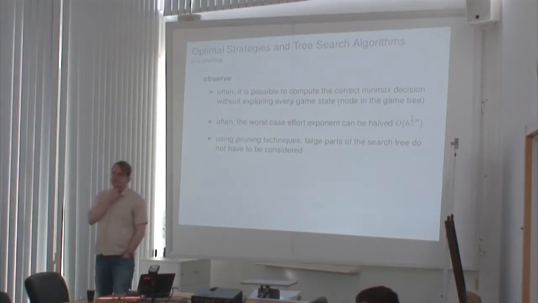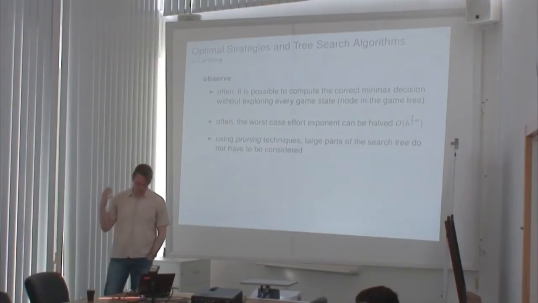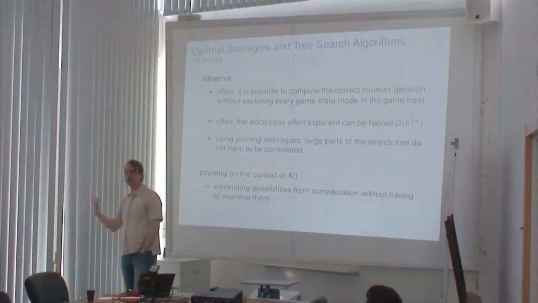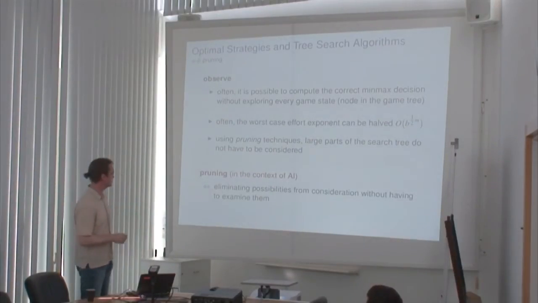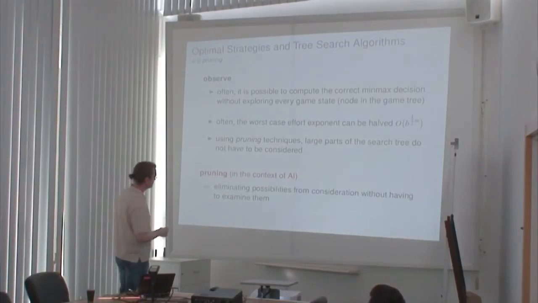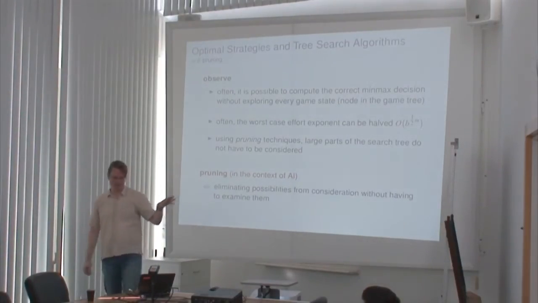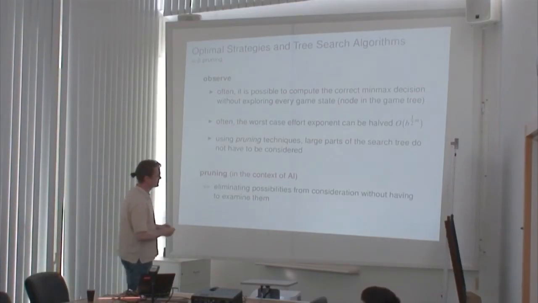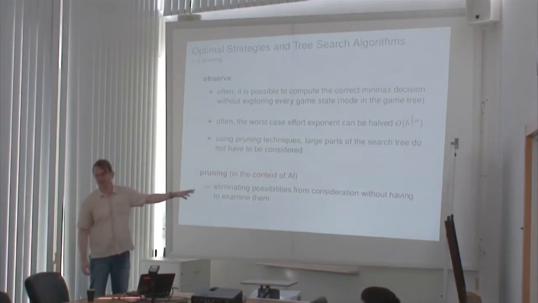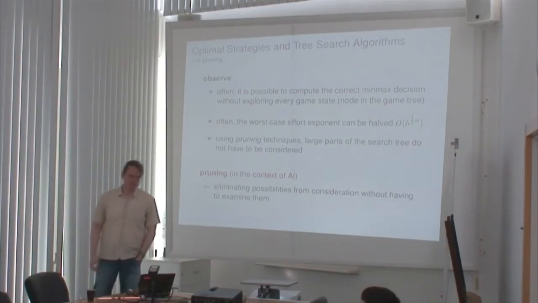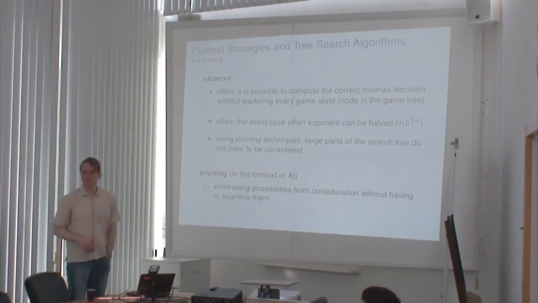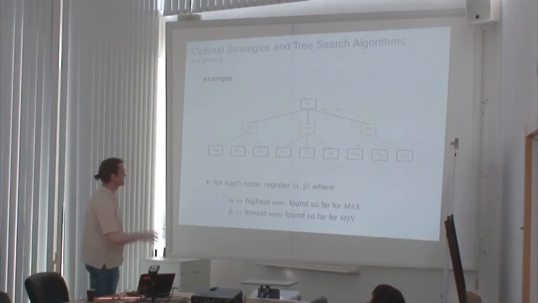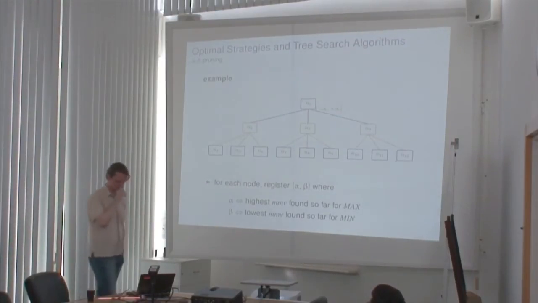How is that done? Well, there is this idea of pruning. In the context of game AI, or AI in general, the term pruning refers to the idea of eliminating possible successor states in a tree search from consideration without having to really examine them. This sounds like magic for those of you who have not seen it before, so let's look into an example. This is best understood by means of an example.